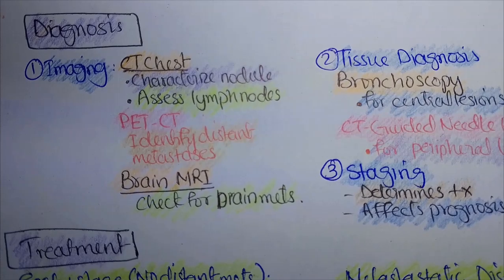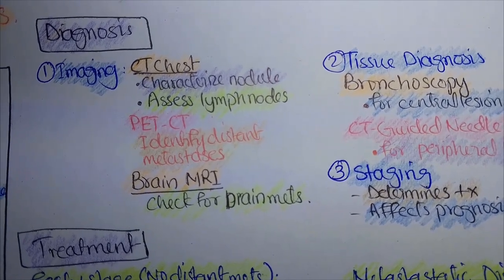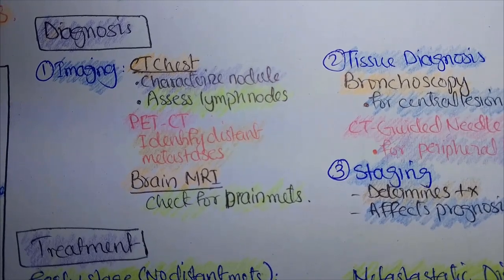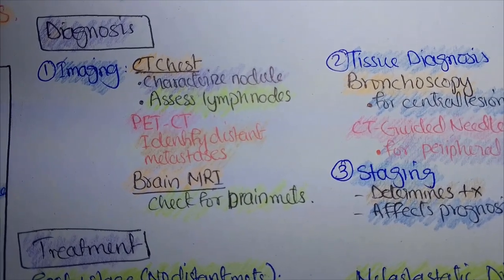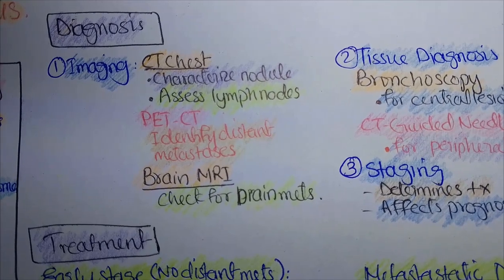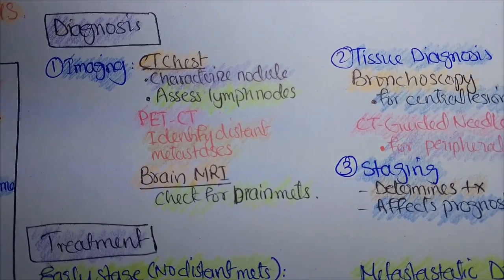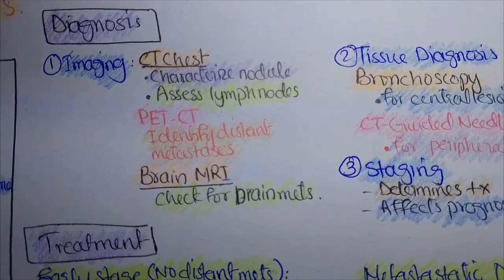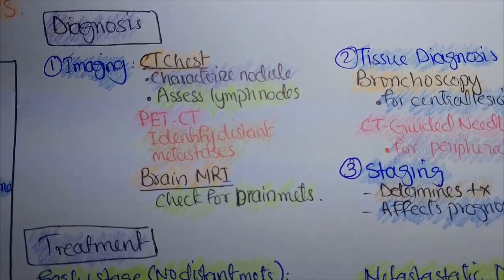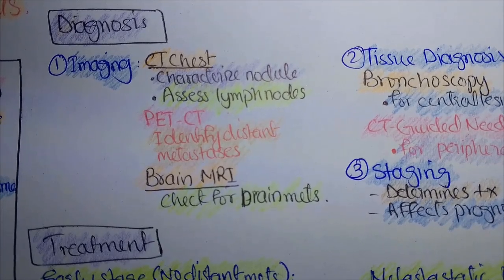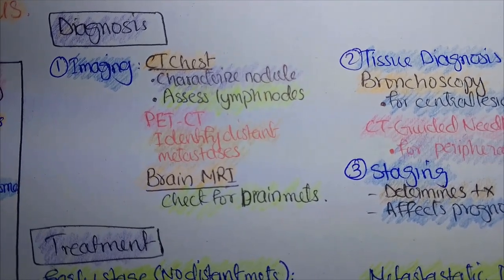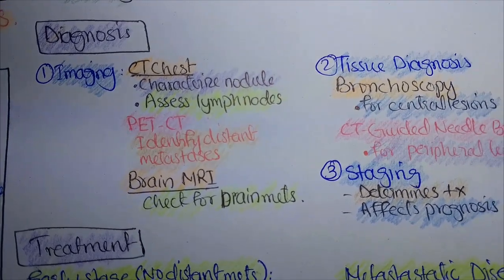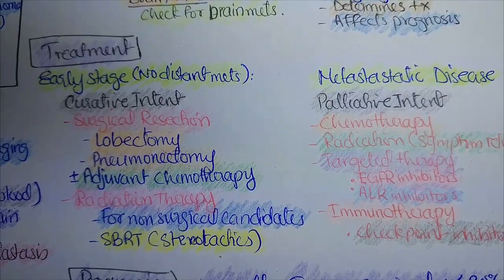lymph node involvement. Diagnosis is confirmed with tissue biopsy, either bronchoscopic biopsy for central lesions or CT-guided needle biopsy for peripheral lesions. Once diagnosed, staging is crucial. PET-CT helps identify distant metastasis, and brain MRI checks for brain mets, and the stage determines the treatment options and prognosis.